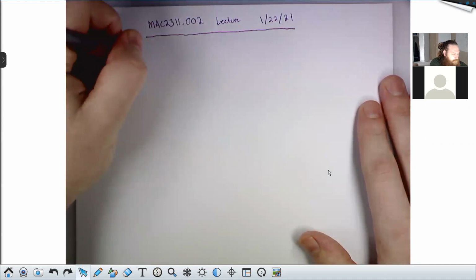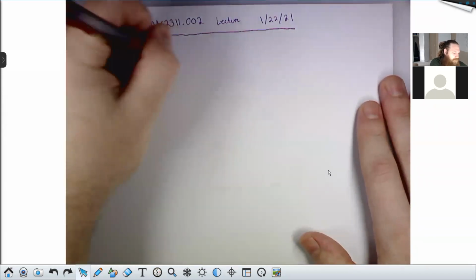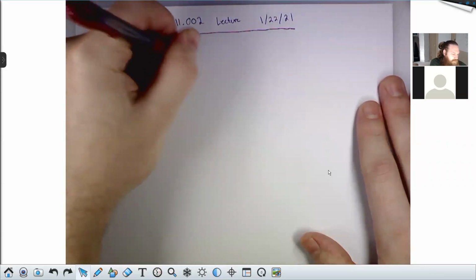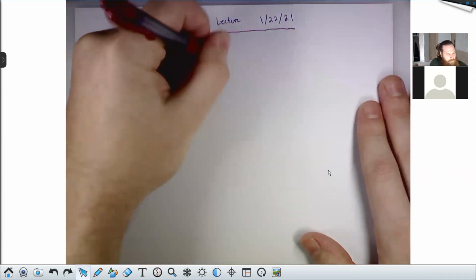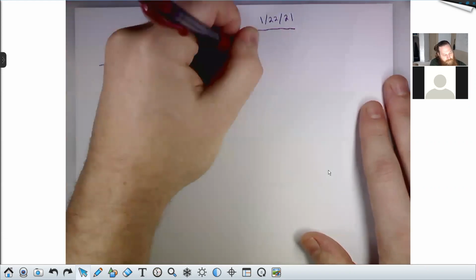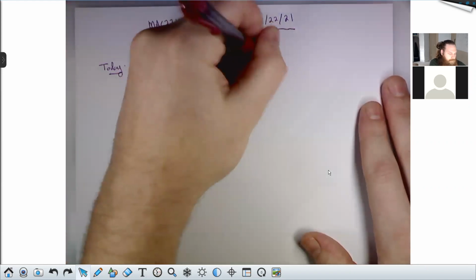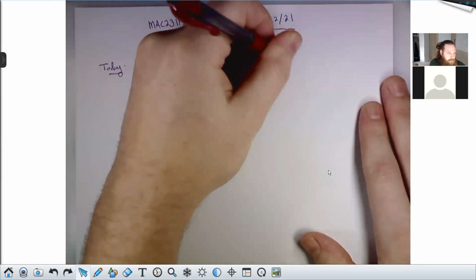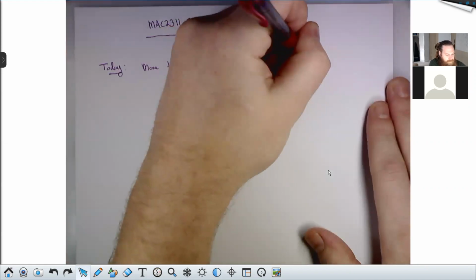Today we're going to move to section 2.8, which is understanding the derivative as a function.